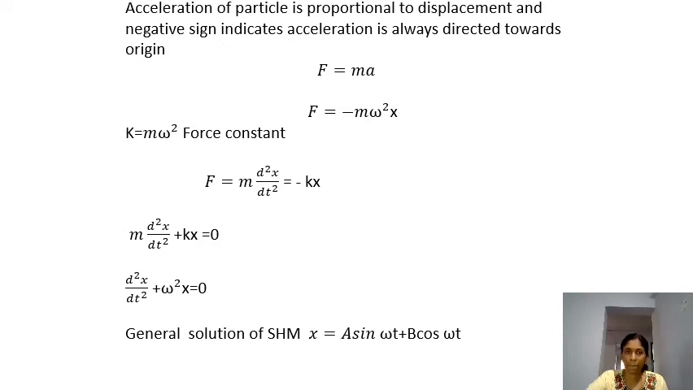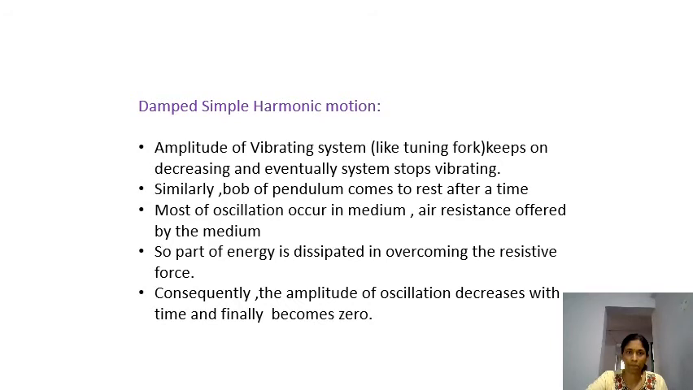Next one is damped simple harmonic motion. We saw what is simple harmonic motion. Now we are going to see what is damped simple harmonic motion. That is the gradual decrease of amplitude with respect to time. So in simple harmonic motion, there is no change in the amplitude, but in damped harmonic oscillation, with increase in the time, the amplitude will gradually come to zero. That is called damped simple harmonic motion.